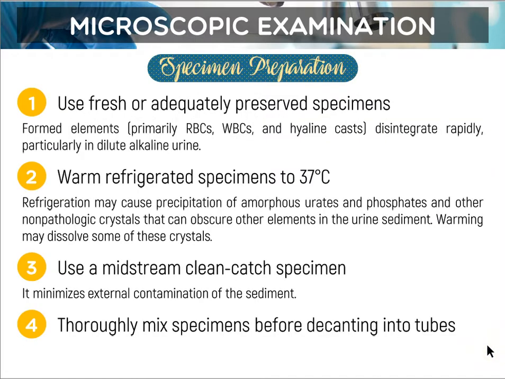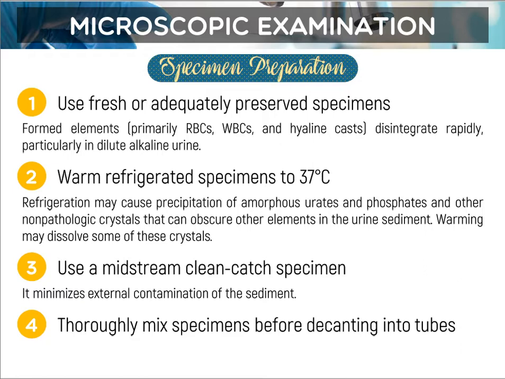Alright, so next, we'll proceed with the specimen preparation. So first off, you need to use, of course, a fresh or adequately preserved urine specimen. Diba, as we discussed in the previous lectures, wala may perfect nga preservative, pero ang usual na ginagamit kay ang refrigeration. Alright, so formed elements primarily RBC, WBC, and hyaline casts disintegrate rapidly, particularly in dilute alkaline urine. So, dapat di nato ni patudtuuran, not longer than 1 to 2 hours, dapat i-read na nato ang urine.